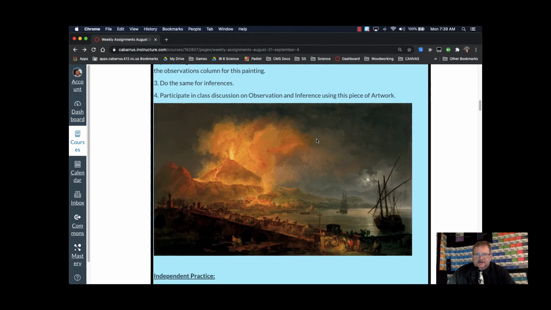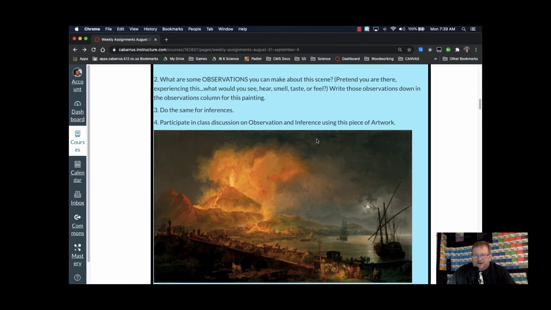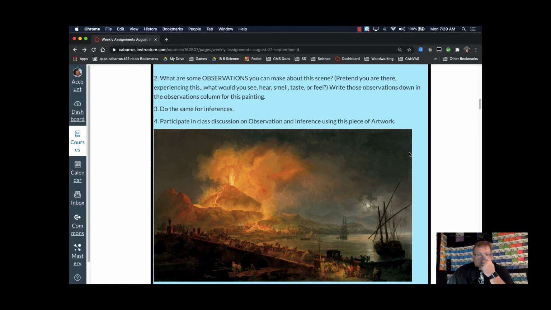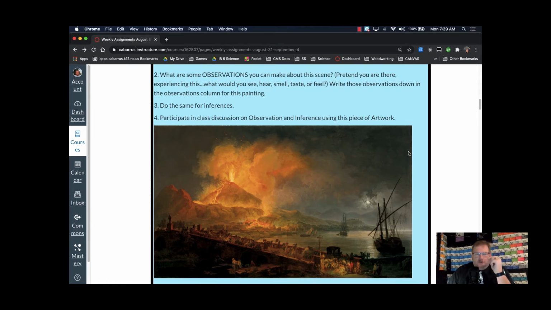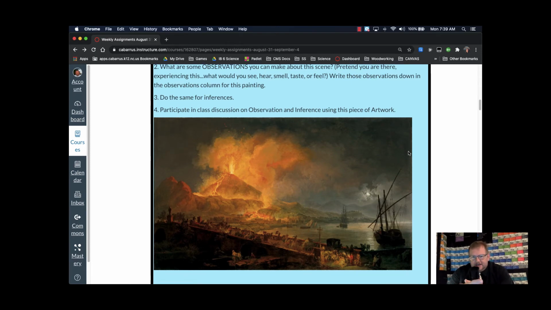this painting. Okay, so don't make the mistake of putting inferences in the observation part. If you're doing observations about this painting, you're not going to say, oh, that's a volcano. That's not an observation. The observation is there's fire coming out of the top of that mountain. There's smoke. There's a river of orange hot stuff that's flowing down the side.